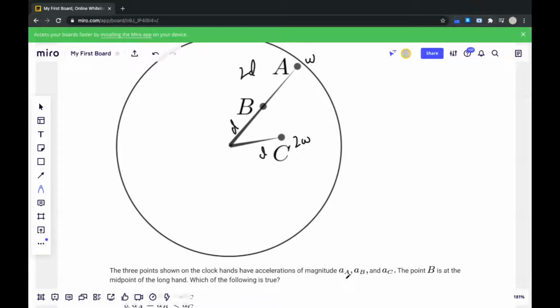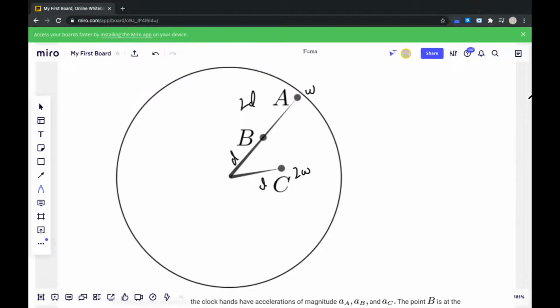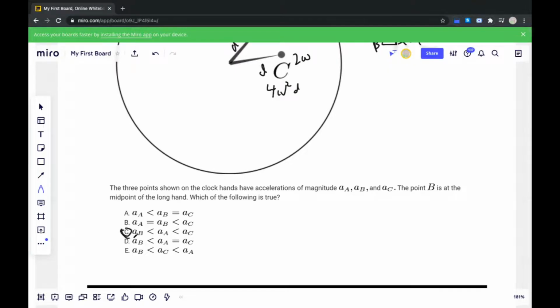We want to compare the accelerations at points A, B, and C. For this we can use the fact that the centripetal acceleration a sub c is equal to v squared over r, or omega squared r. We just plug in the omega and the distance and see what we get. For C, we get 4 omega squared d. For A, we get 2 omega squared d. And for B, we get just omega squared d. So B is the lowest, then A, then C. The answer that works is C.